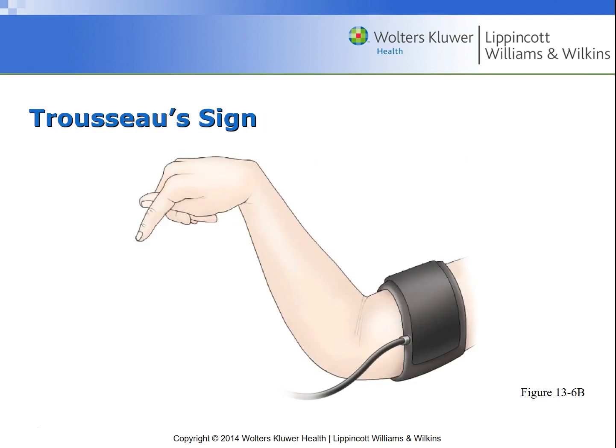Here's your Trousseau sign, and this is caused from lack of calcium. You put the blood pressure cuff on, you squeeze it, and it causes the muscles to retract like that.